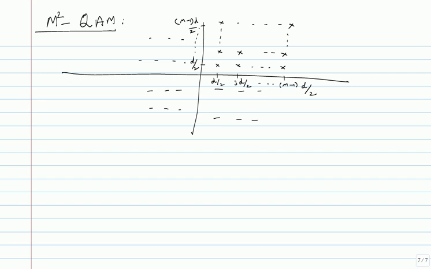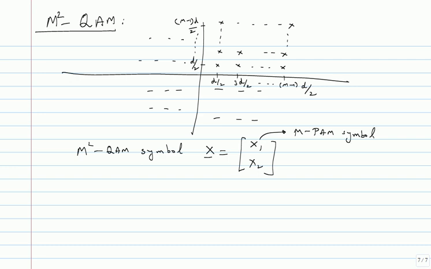Once I assume all my points are independent, my x-axis and y-axis symbols are also chosen independently. I can think of an M squared QAM symbol X as two PAM symbols. This is an MPAM symbol, and this is also an MPAM symbol. Once I assume all the M squared points are independent, these two will be independent as well. So in my detection, I can detect my I channel separately using an MPAM detector and my Q channel separately using my MPAM detector again. This is only if I assume they are independent.